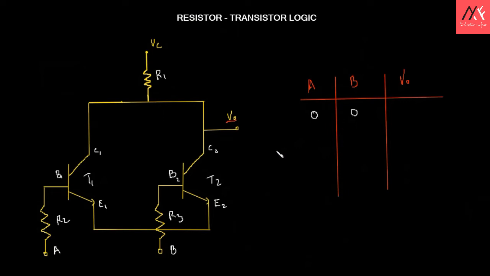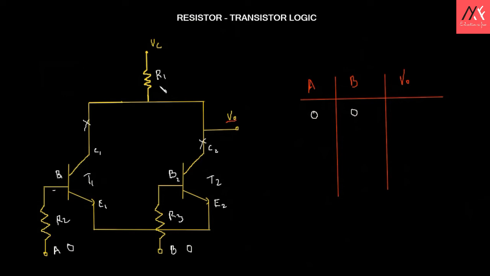What happens if we give 0 0 to A and B? A is 0 and B is also 0, which means both bases of the transistors are kept at low voltage. If both are low, the transistors T1 and T2 are not going to conduct anything. That means T1 and T2 are going towards the cutoff region. Since both are in cutoff, the power is not going to flow through the collectors of T1 and T2.